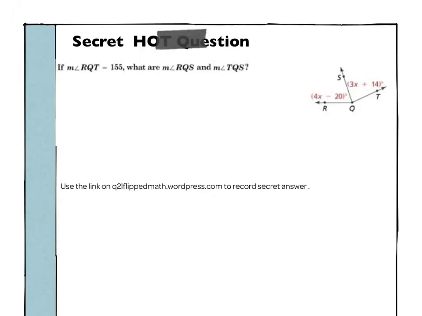Okay, so here's our secret hot question for the day. If the measure of RQT is 155, that's the whole thing here, RQT, what are the measures of RQS and TQS?